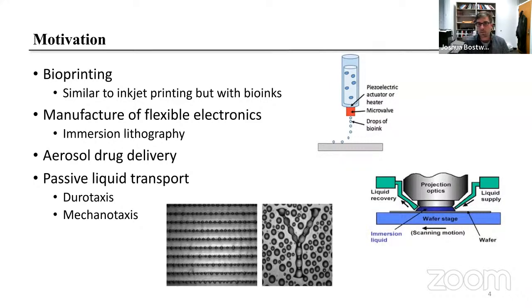Shown here on the bottom is an array of drops which were sprayed onto surfaces with varying elasticities, or elastic resistance. What you see here is that the drops migrate to regions where the elastic resistance is small. This is a phenomenon known as durotaxis.